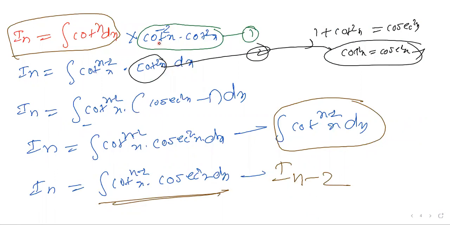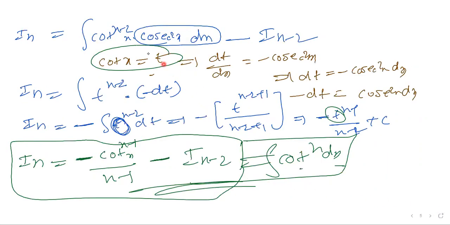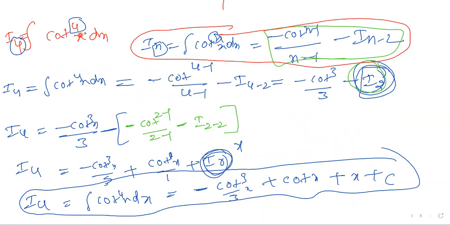Cot square x you multiply, then cot square is cosecant square x minus 1. This you got, it is I_(n-2). Here, in the analysis of t, it is not plus because the derivative of cot x is minus cosecant square x. Here you get minus t. That is what you will get: minus cot^(n-1). Previously plus tan would come. Those are the differences. Similarly, I explained the cot^4 x dx process also. How did you go about it? How did you work on this?